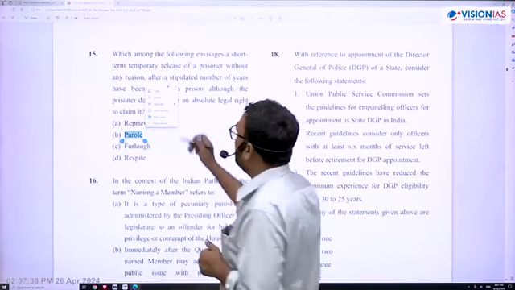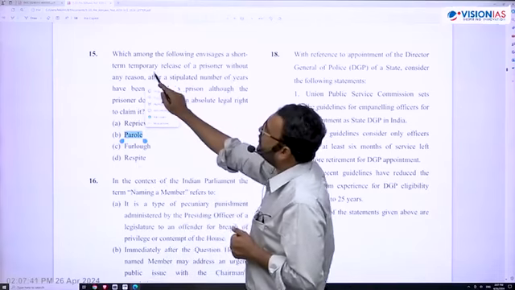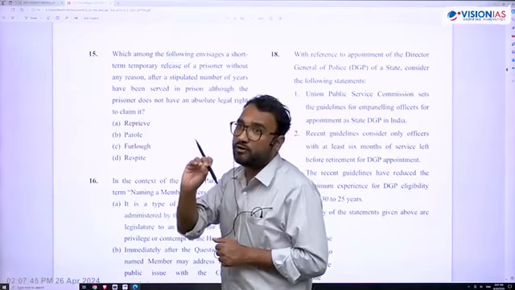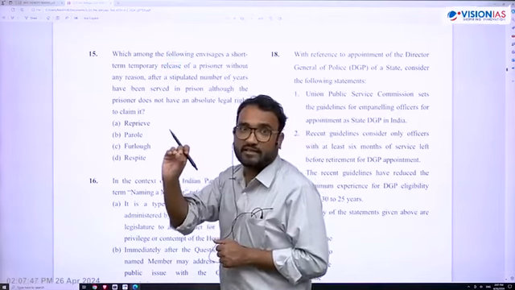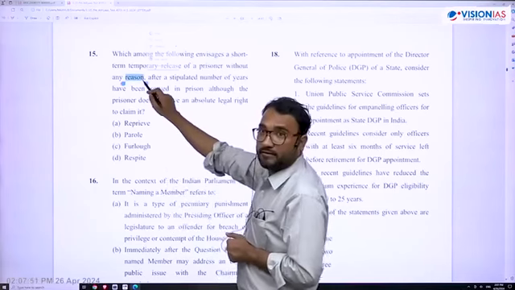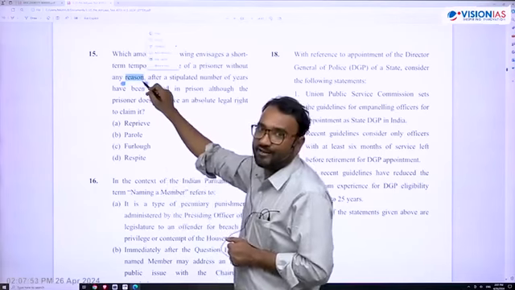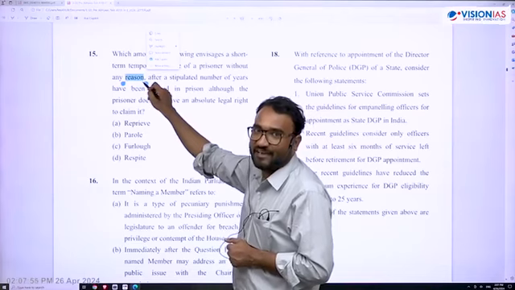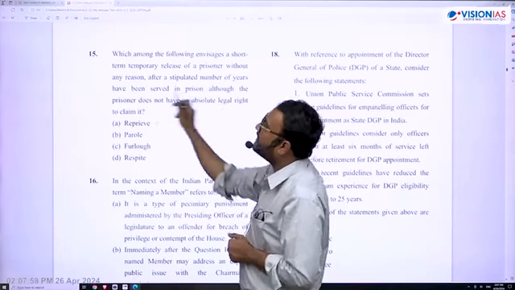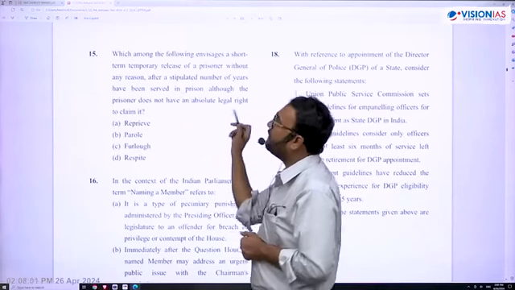Now you see here, which among the following envisages a short-term temporary release of a prisoner? Till here it can be parole also, it can be furlough, without any reason. Again, parole requires a reason. So here it gets cut. After a stipulated number of years have been served, although the prisoner does not have an absolute right.